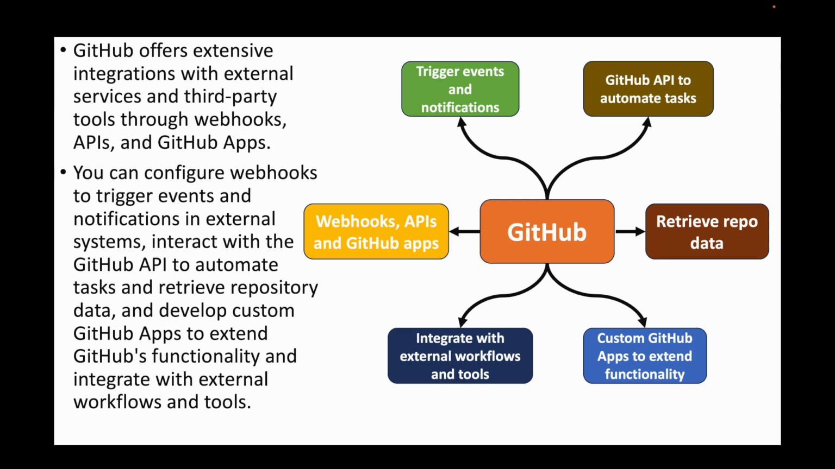So we can make use of webhooks to trigger custom tasks whenever an event occurs. GitHub APIs can be used to automate our tasks, and we can also integrate with GitHub apps to extend the functionality to integrate with external workflows and tools.